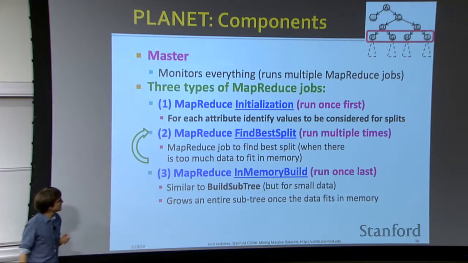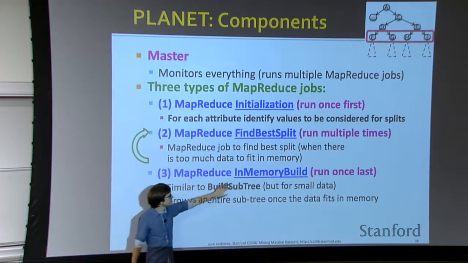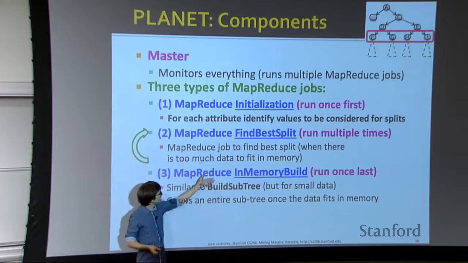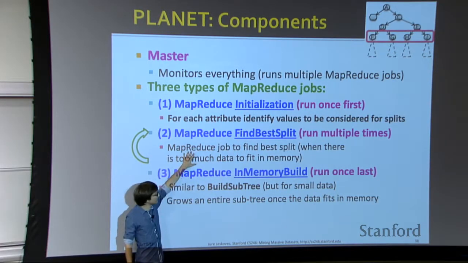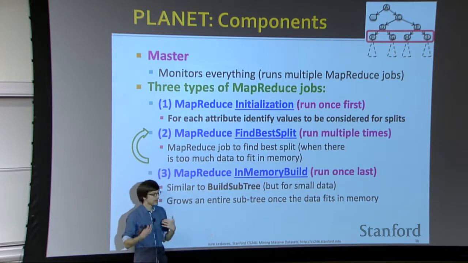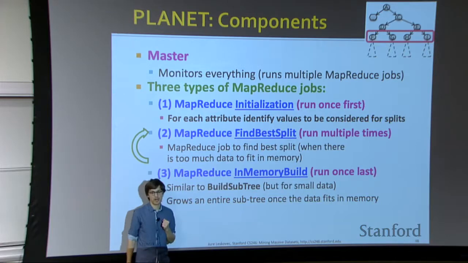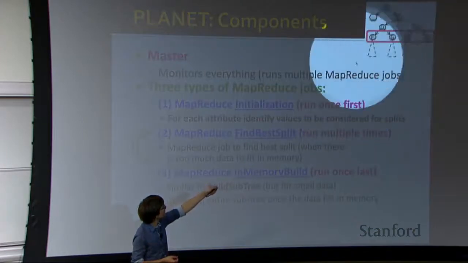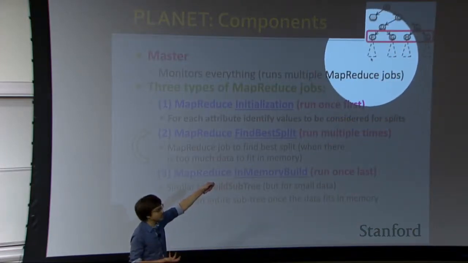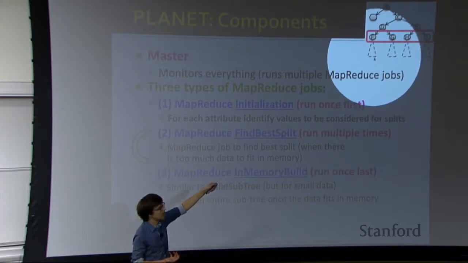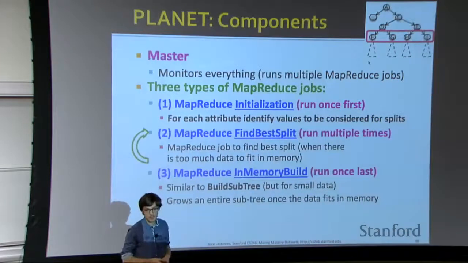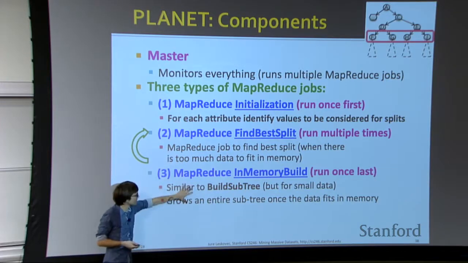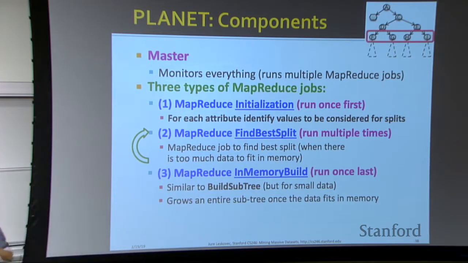And then there is a small optimization where there is another job that's called in-memory build. And the idea is that this is only run once. If the amount of data is small enough that it fits into the memory of a single mapper, then the mapper loads all the data and builds the entire subtree from there on. Right? So this is just an optimization that says, if you build your tree up here, and after you are somewhere very deep, I don't know, down here, and the amount of data gets so small that you can just load it into the mapper, then just load the data and build the rest of the tree in memory, rather than running these MapReduce jobs because they are slow. So you only want to run MapReduce when the data is big. When the data is small, just build the tree in memory using the pseudocode I showed you.